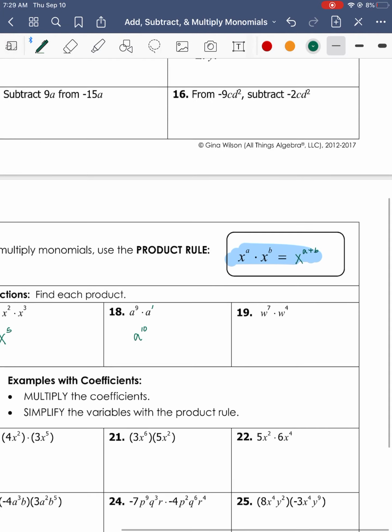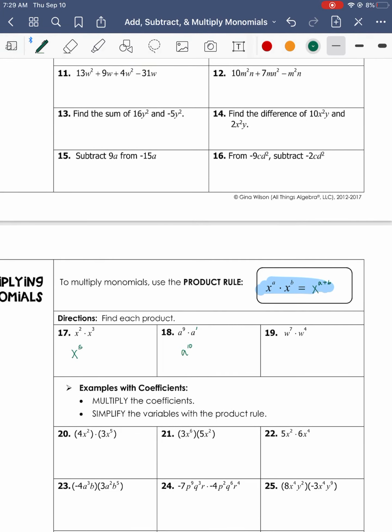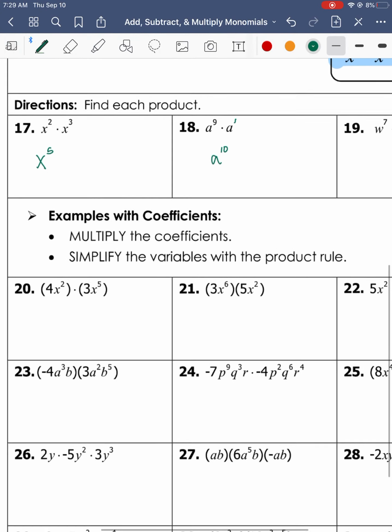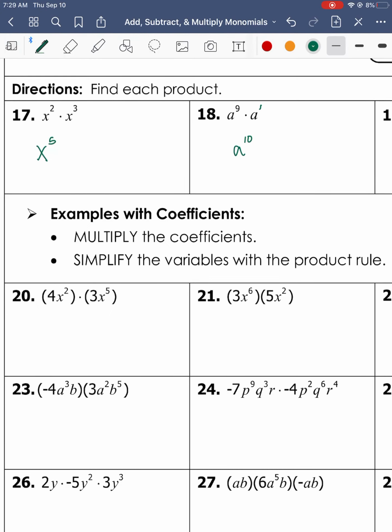Okay, I'll let you do number 19 on your own. And those are just variables without coefficients. Now let's take a look if they have numbers out in front. Okay, so here's the rule here. You're going to multiply the coefficients together. So the coefficients are the numbers that are attached. And then you're going to use the product rule to simplify the variables. So let's try it out here.